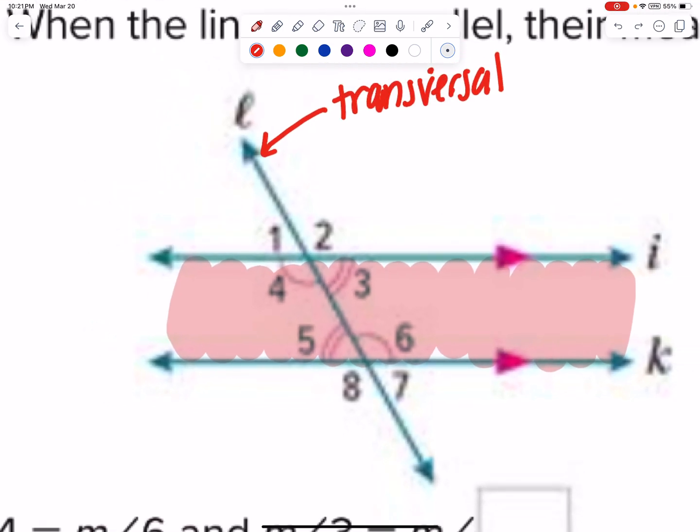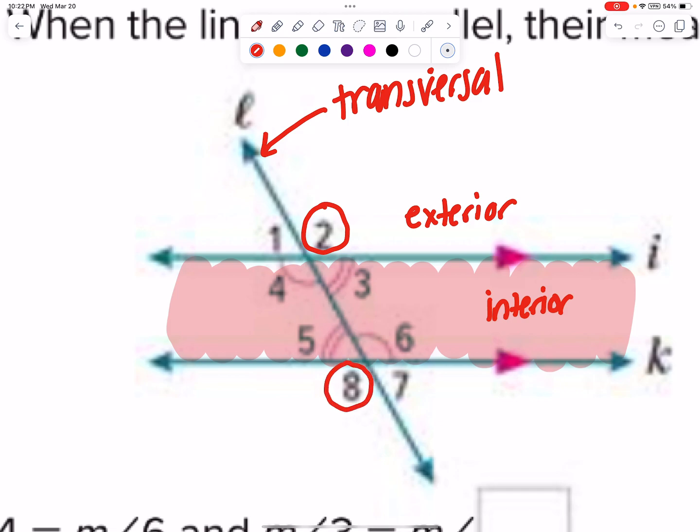If we're talking about the exterior, this is interior, so maybe label that, and out here is exterior. So for alternate exterior, here's exterior, and which number is across the transversal? So it's alternate, but still on the exterior. And that is right down here, number 8. So those are alternate exterior.